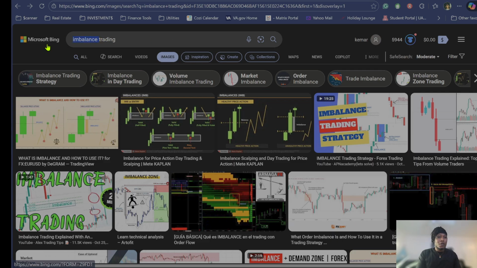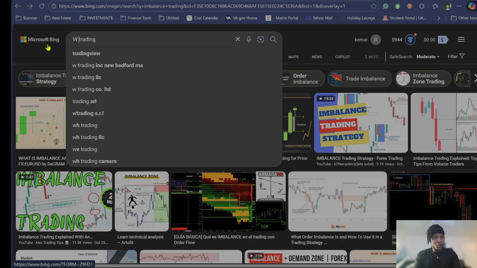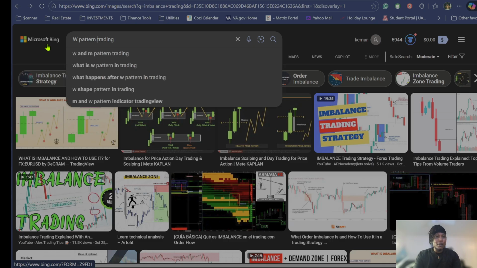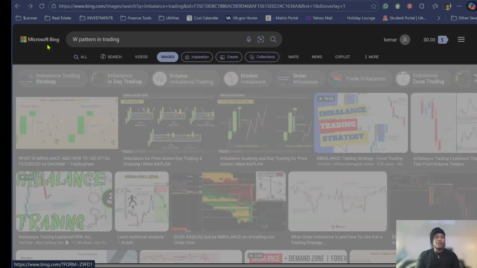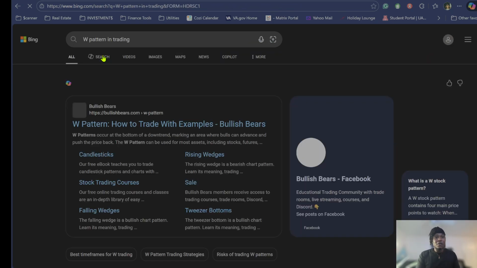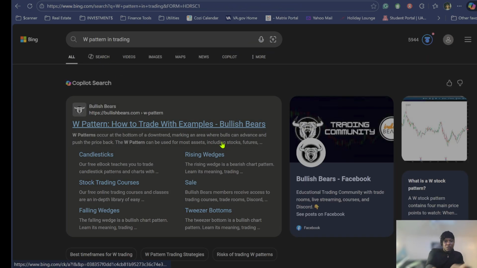So I know y'all see it, right? So, W pattern in trading. Let's look that up. Oh, I'm on images. Let's get off images. So you see that?